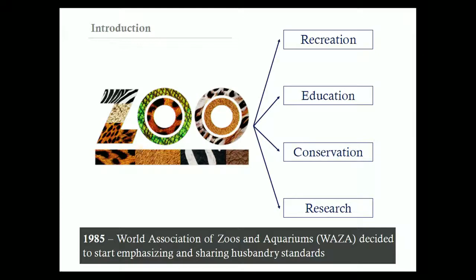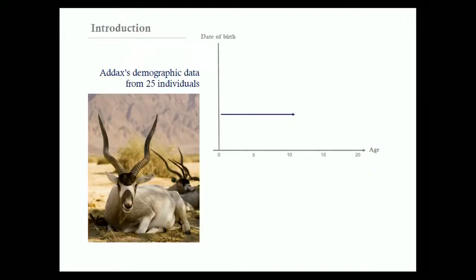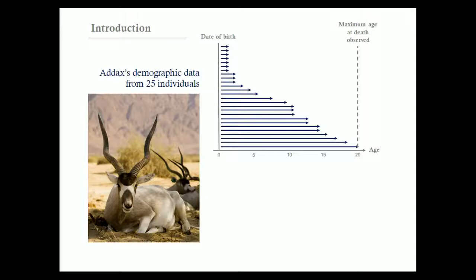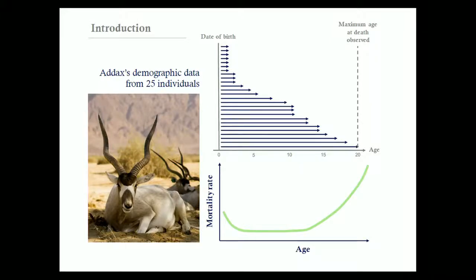And one of the indicators of this welfare in captivity is survival. But survival cannot be studied at the individual level, only at the population level. Indeed, in his life, an individual can die only once. So if you consider several individuals of the same population, you can get the distribution of the age at death. And from this distribution, you can draw the mortality pattern of this population.